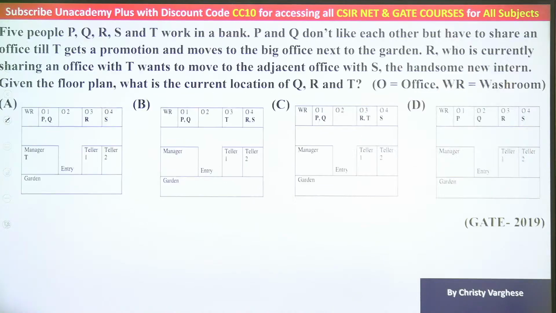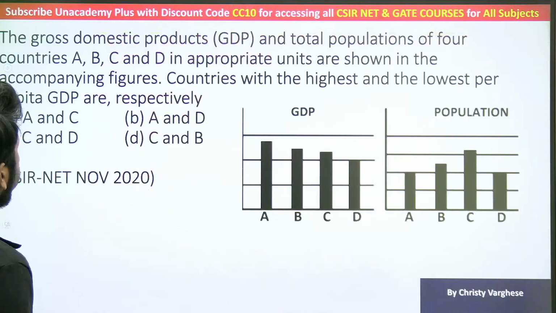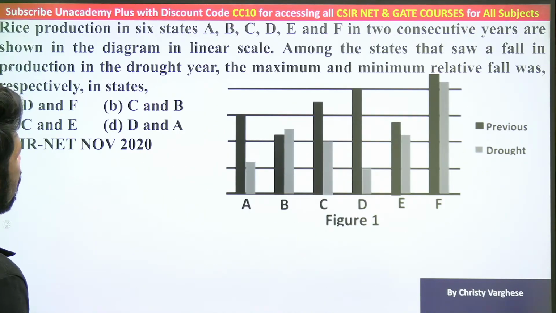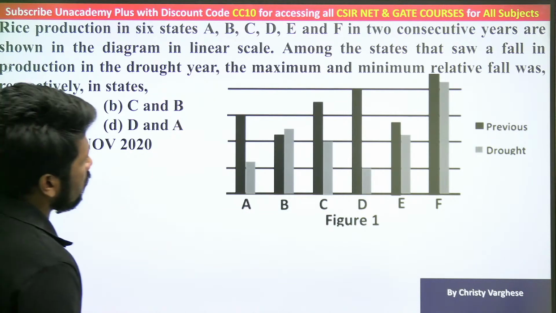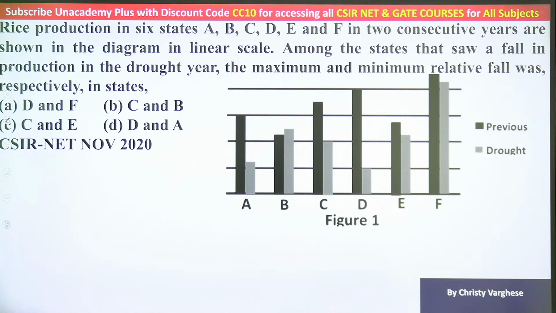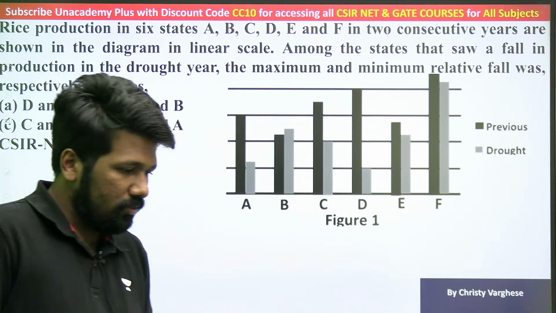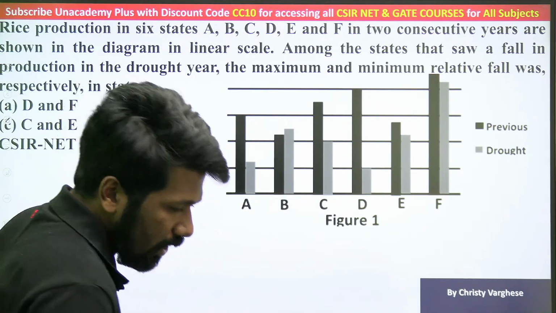So I will show you a CSIR question asked in the latest CSIR exam, November 2020 NET exam question. All of you make a try. Here also the bar graph should be analyzed.